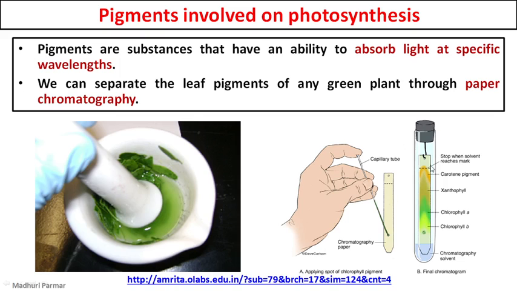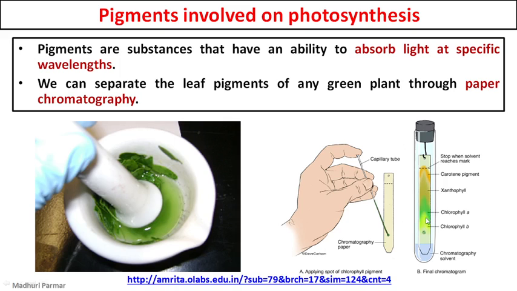After doing this whole experiment, you will see that there are different colored bands. These colors are nothing but a representation of the pigments that are involved in photosynthesis. The pigments that you may not be able to see directly from this spinach juice, but when you perform this chromatography, you will be able to easily see.